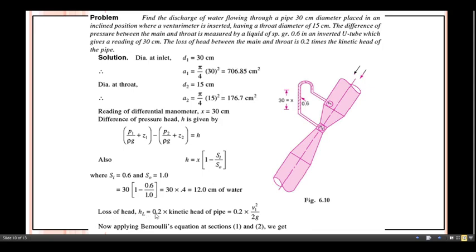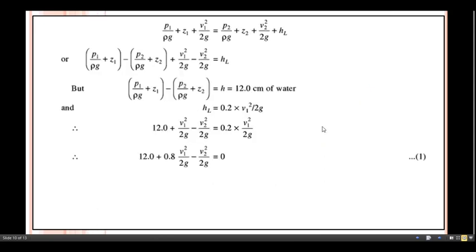What about the loss of head? HL is nothing but 0.2 multiplied by the kinetic head of the pipe. So kinetic head of the pipe is nothing but V1 square by 2G. Now apply Bernoulli's equation at section number 1 and section number 2 in this way: P1 divided by rho g plus Z1 plus V1 square divided by 2G equals P2 divided by rho g plus Z2 plus V2 square divided by 2G plus HL.